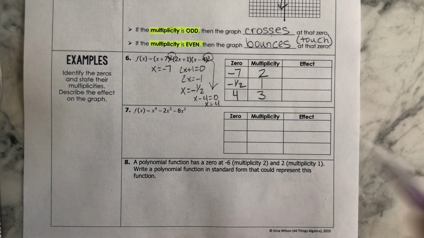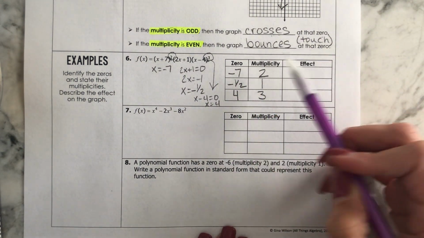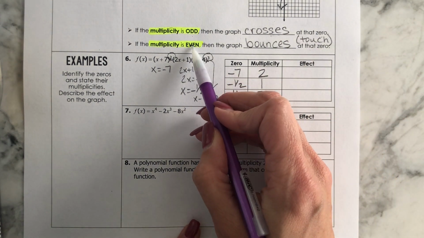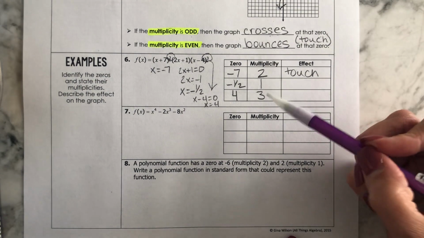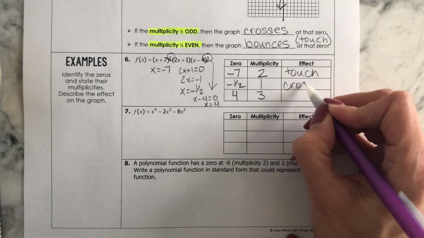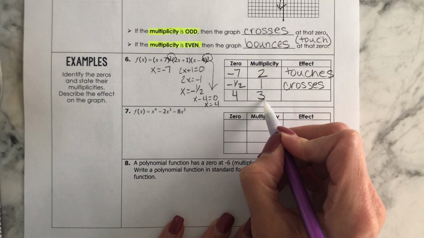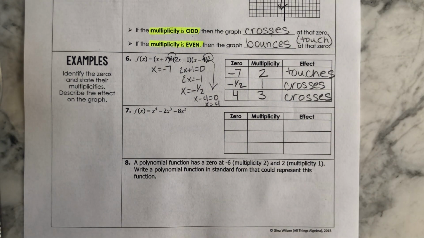So remember, if it's odd, it's going to cross through that point. If it's even, it's just going to touch it or bounce off of it. So multiplicity of 2, that is even. So that means it's going to just touch at that point. Multiplicity of 1 is odd, so that means it's going to pass through. It's going to cross through. And then odd crosses. And if you wanted to, you could put that into your graphing technology and you would see this in action on the graph.